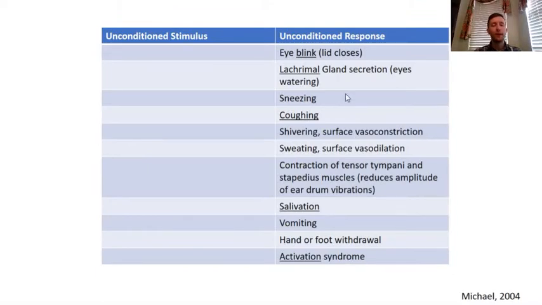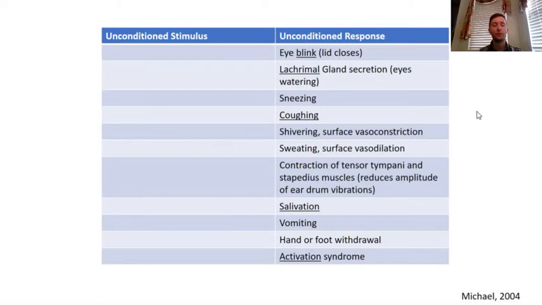And so the first one is an eye blink. So the eye blink is just that your eyelid closes. Then you have the lacrimal gland secretion, which is just your eyes watering. There's also sneezing. Coughing is an unconditioned reflex response. Shivering, also known as surface vasoconstriction. Or sweating, also known as surface vasodilation.